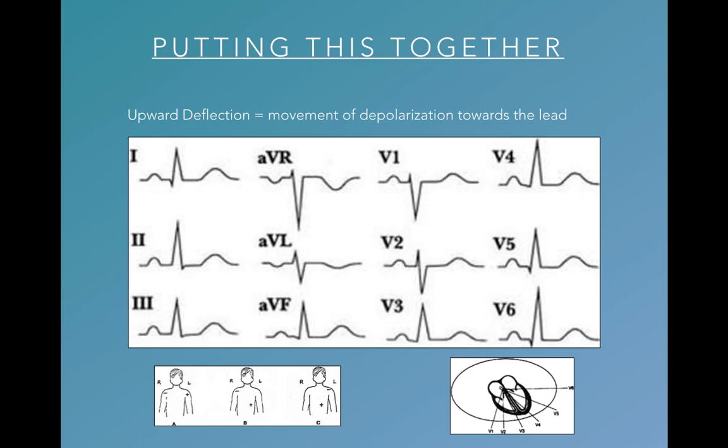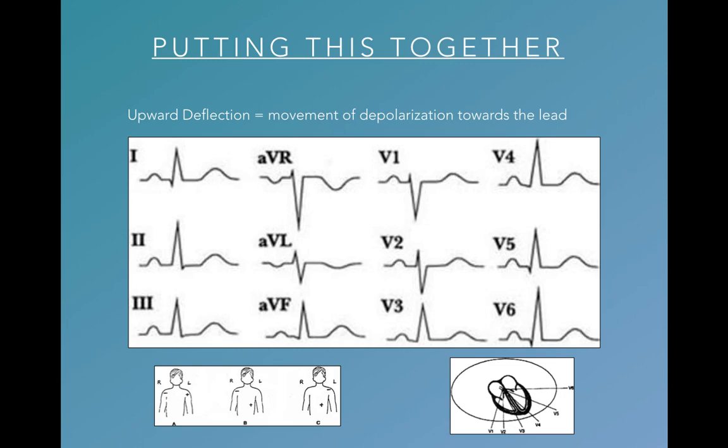And this should also make sense because V1 is kind of looking more at the atria, and it's towards the right side of the heart, compared to V6, which is looking more towards the left ventricle.